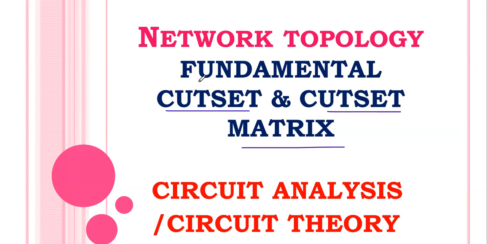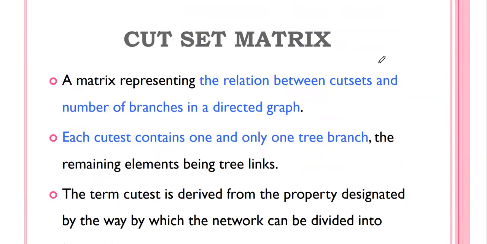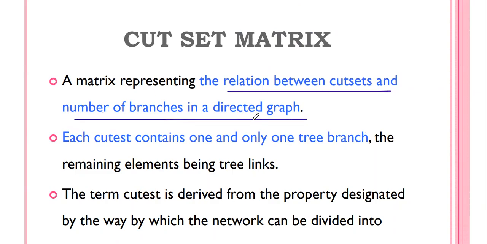In the previous video, we discussed tie set. Similar to tie set, there is another matrix. It is called a cut set matrix. Fundamental cut set and cut set matrix we are going to see. First, what does cut set matrix mean? A matrix representing the relation between cut set and the number of branches in a directed graph is called a cut set matrix.